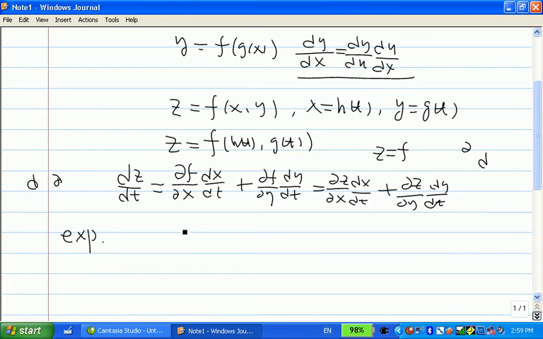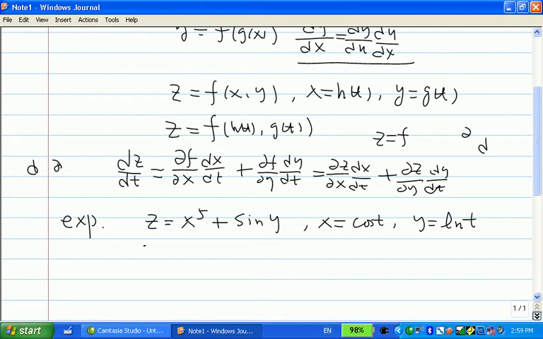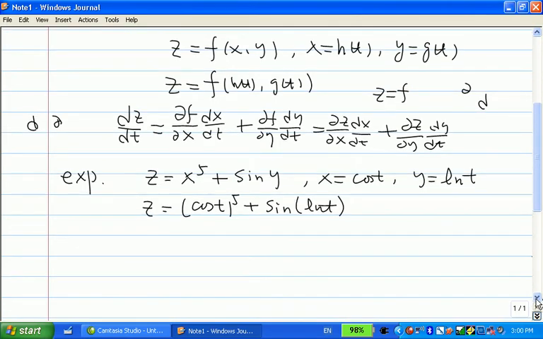For example, my z here is x to the fifth plus sine y. And my x depends on t, say cosine t. My y also depends on t, say, for example, ln t. So you can plug in, replace x by cosine t, so you get cosine t to the fifth, plus sine of ln t. So your z here depends on the single variable t.